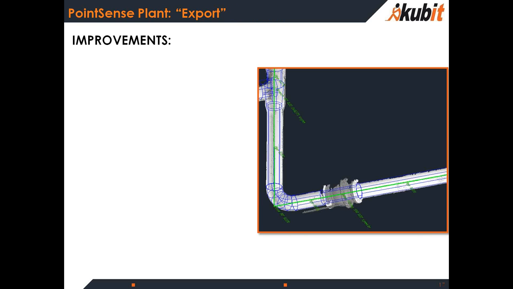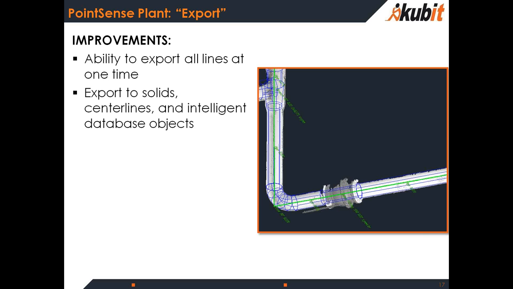What we've done to improve it, first, is we gave the ability to export all pipe runs at the same time. It's kind of a small improvement, but in a more congested area, it ensures that you don't forget or skip a line, and it also just makes it easier for the user. Sometimes it can be quite a hassle to select all those lines one by one. It's just a time saver.